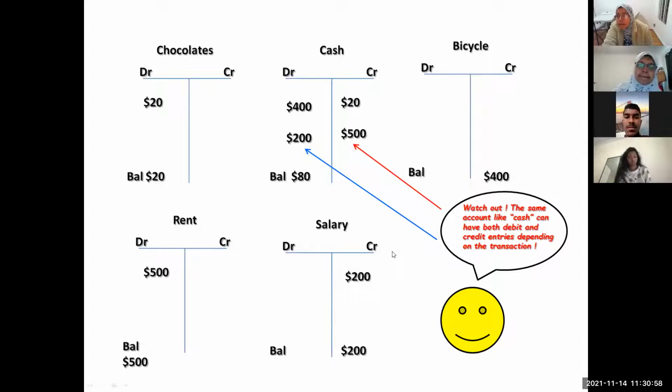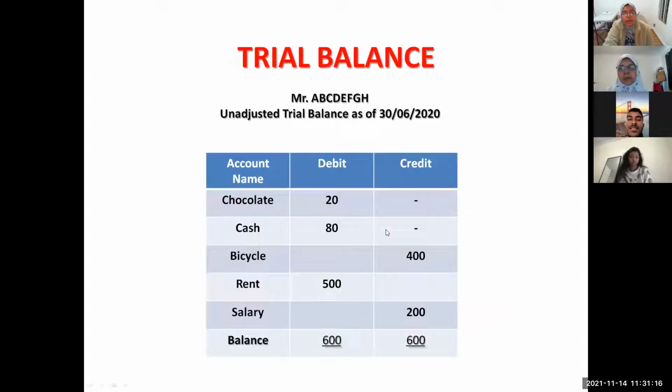Yes? Your microphone is off. I can hear you. I think I'm okay. Oh, you understood? Okay. Mutasina, did you understand? Yep. Okay. Magnus understood? Okay. So then you can see the trial balance, which looks like this.